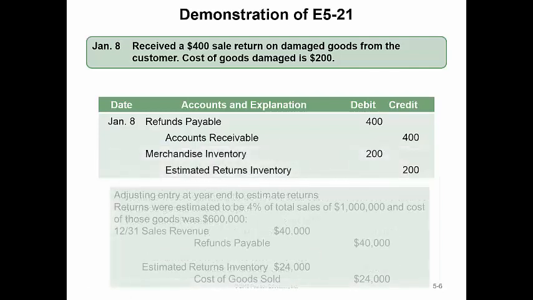Now the other part of that refund entry is going to be to debit merchandise inventory because inventory is coming back to us if someone's returning it, so we need to increase it by $200. And we also need to reduce the estimated returns inventory account. So we're moving it out of an asset account, estimated returns inventory, and into the actual merchandise inventory because that's what it is.